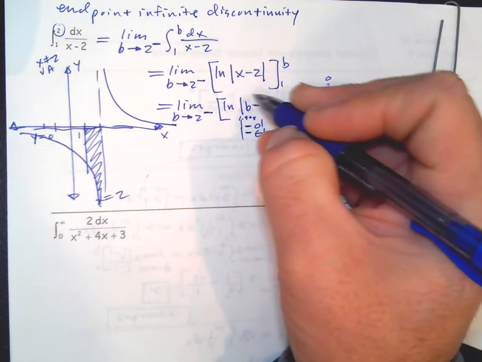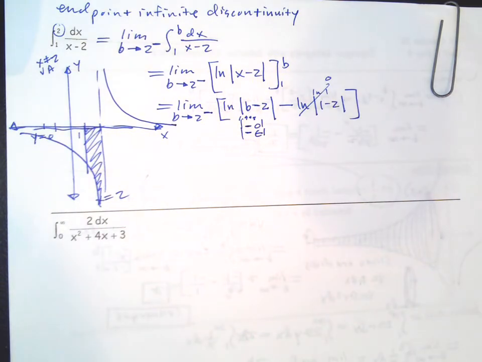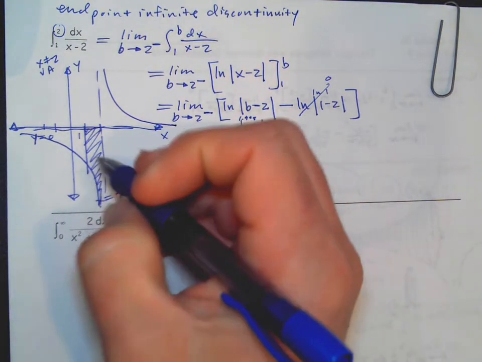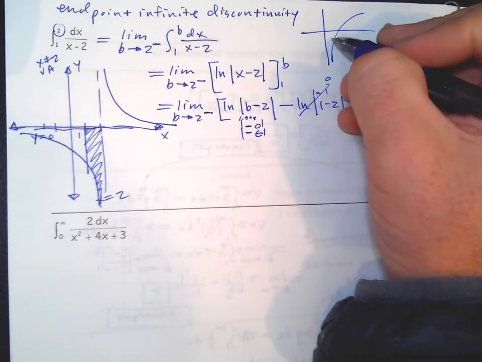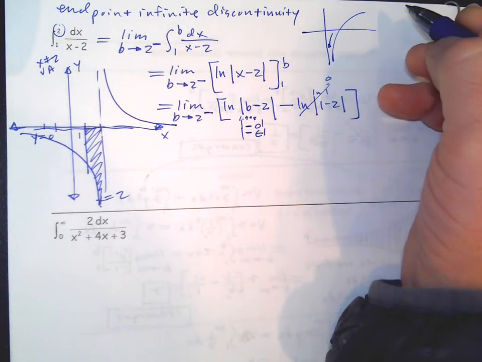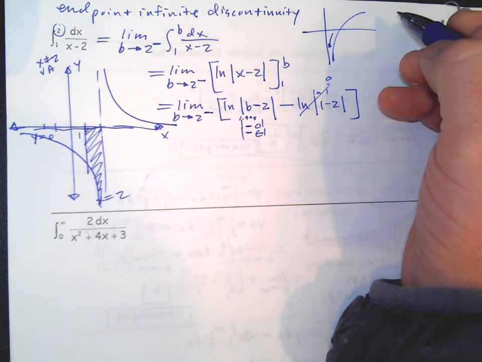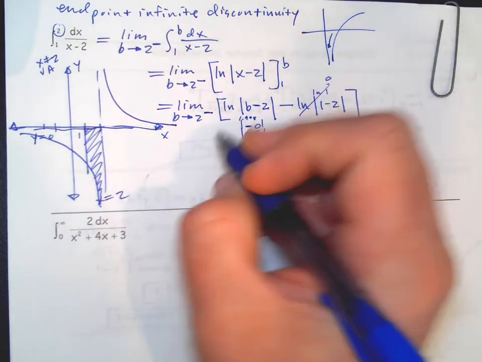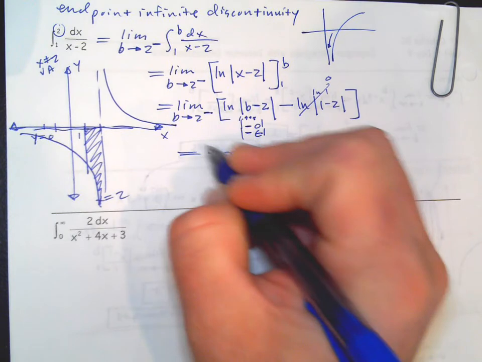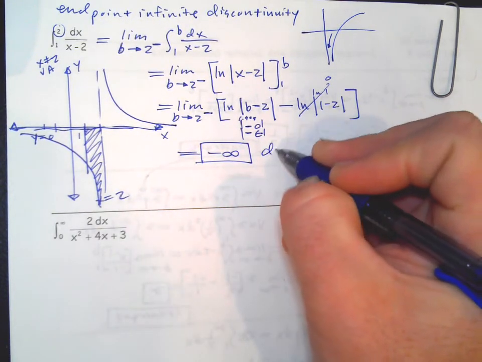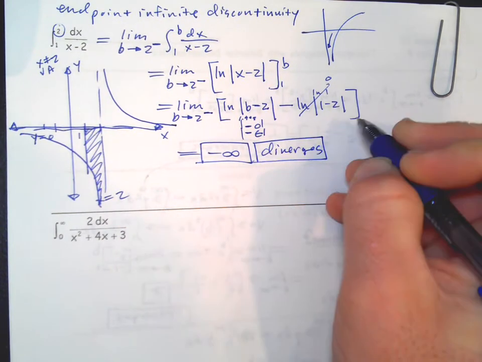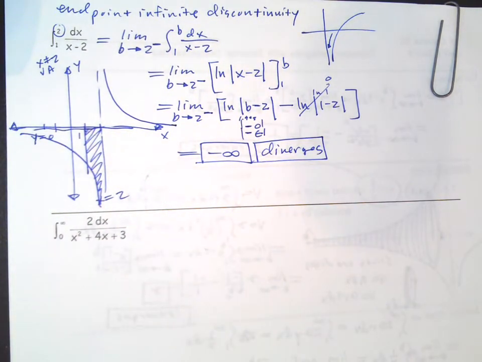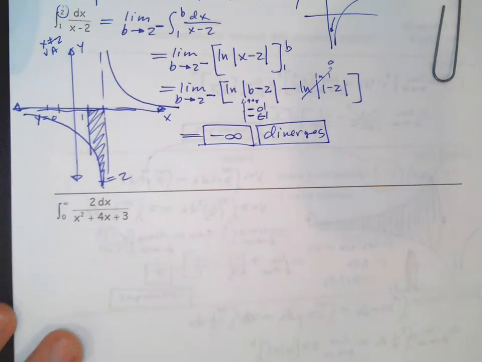What happens when you approach natural log of 0? I mean, look at the graph. This is the natural log graph, right? What happens when you get closer and closer and closer to 0? It blows up in the negative direction, goes to negative infinity. It diverges. So the technical answer is diverges. But I do want you to put the negative infinity. So you got to use all your limit stuff.